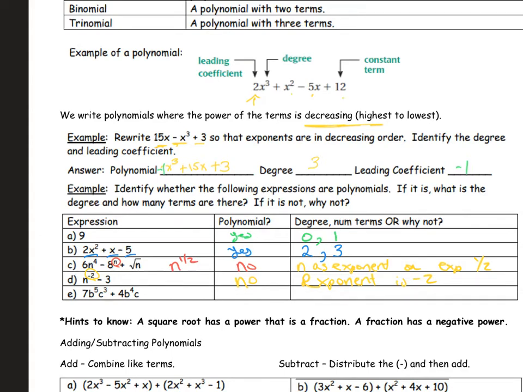Let's look at the last one. I got 7b to the 5th, c to the 3rd, plus 4b to the 4th, c. Yes, that is a polynomial. If we look at our definitions, those are just products of numbers and variables. The degree, this term right here, I have 5 and 3. 5 plus 3 is 8, so that's got a degree of 8. 4 and 1 here, that's got a degree of 5. So this has a degree of 8 for this polynomial, and it's got 2 terms. So that's kind of how we would look at a multiplication.